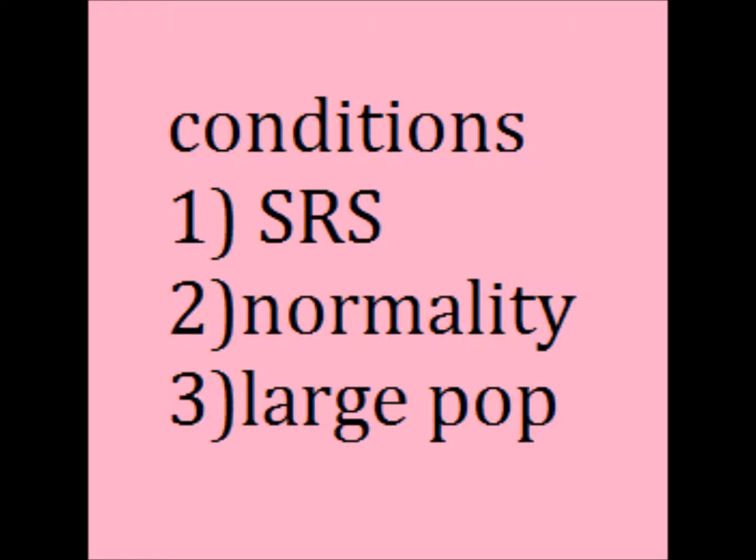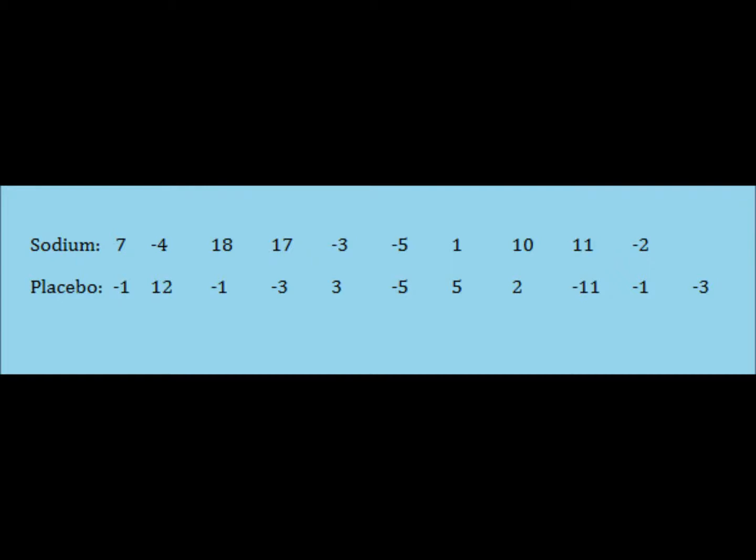Second, normality. If both populations are normal, or n1 and n2 are both greater than 30, the sampling distribution of x bar 1 minus x bar 2 is normal. Third, the large population. N must be greater than or equal to 10 n1 and 10 n2. If so, the standard deviation of x bar 1 minus x bar 2 equals the square root of standard deviation 1 squared over n1 plus standard deviation 2 squared over n2. Tip: do not pool data.